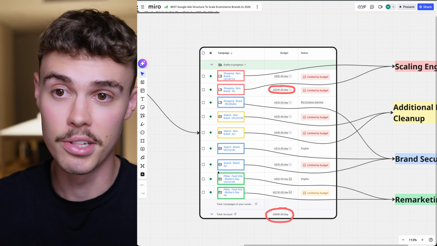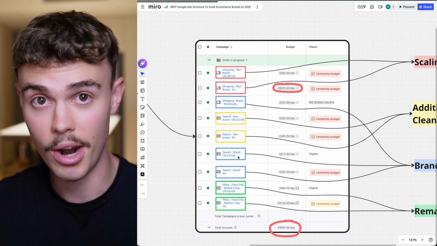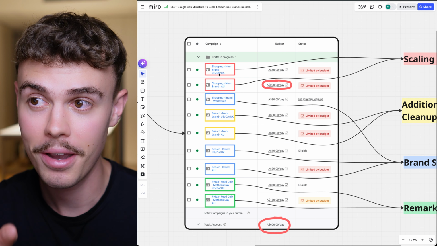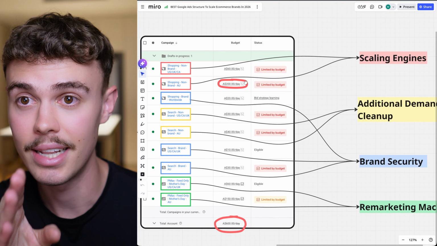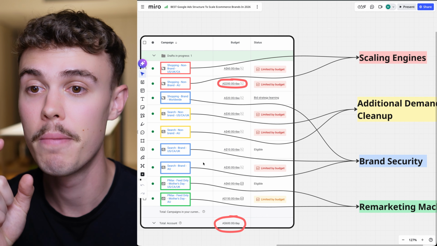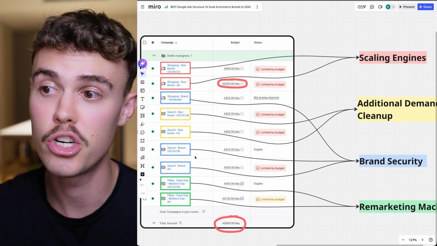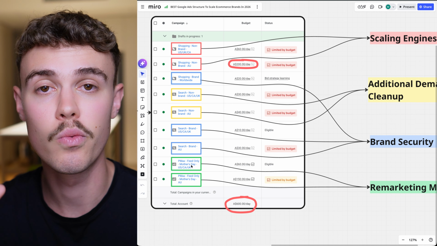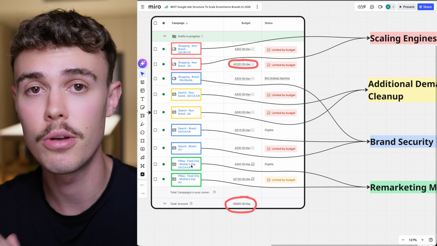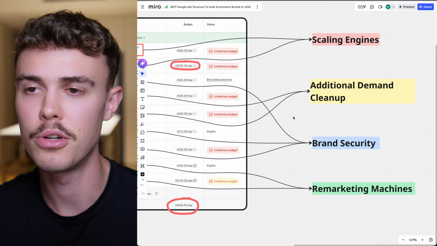And that's it. That's literally the whole structure. I've just walked you through every single thing that we set up in an account to run on Google effectively. And remember, this is the important part. Shopping non-brand is your scaling engine. Shopping non-brand is going to help you scale the most and find the most new customers. Brand protects your brand and feeds high quality data through to Google. That's branded shopping and branded search. PMax remarkets to those people and finds new angles and new customers and new search terms you may not have considered. And then finally, the search campaigns are for additional demand cleanup.